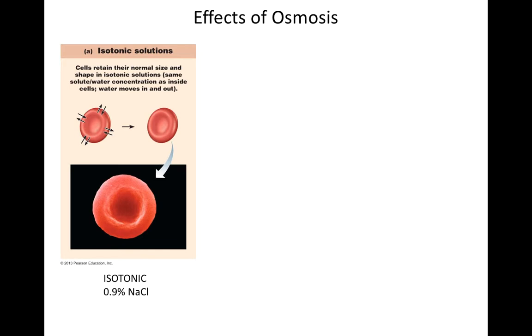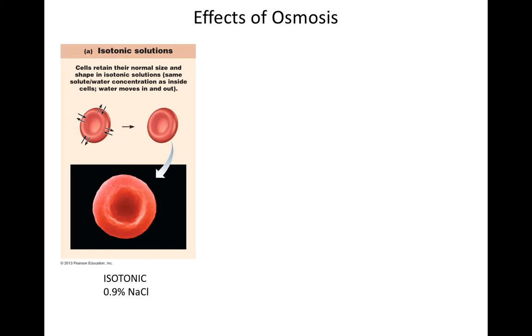Most of the time, we want our cells to be in what's called isotonic solutions. We want the solution around the cell, the fluid around the cell, to have the same tonicity or solute concentration as the intracellular fluid. Basically, we want the extracellular and the intracellular fluid to match. Iso means same. So when a fluid is isotonic, it's going to have the same concentration as the intracellular fluid.